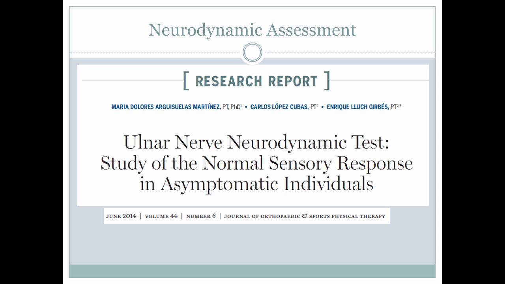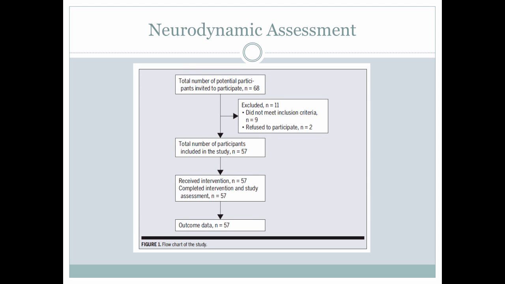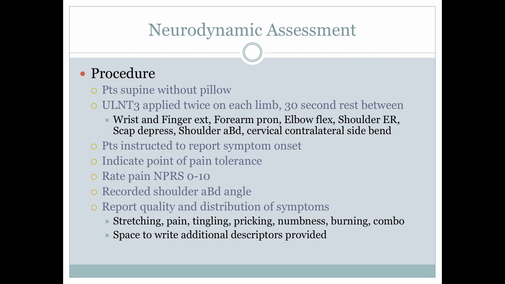The objective of this study was to describe the normal sensory responses to the ulnar upper limb neurodynamic test and investigate the influence of sex and arm dominance. And so you can see the flow chart of the study here. They had 57 subjects between 18 and 50 years of age with no previous or current symptoms in the cervical region or the upper limbs. The procedure that they used is here.